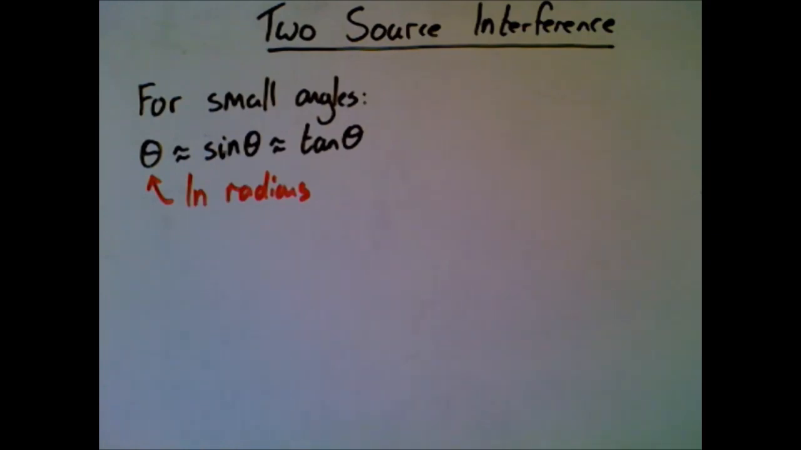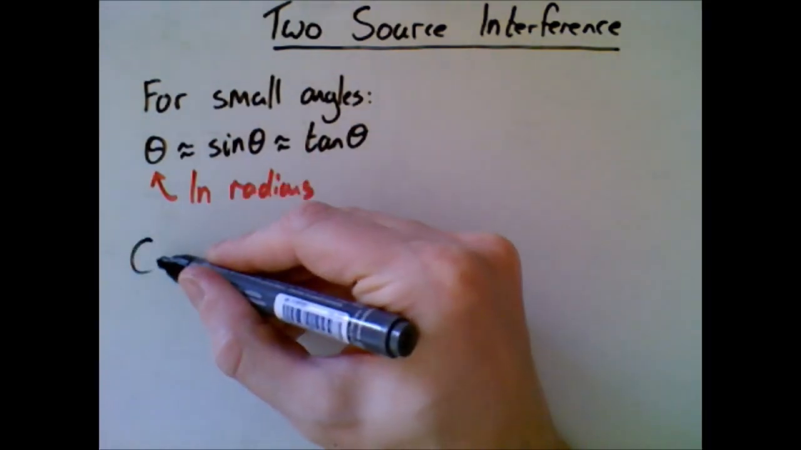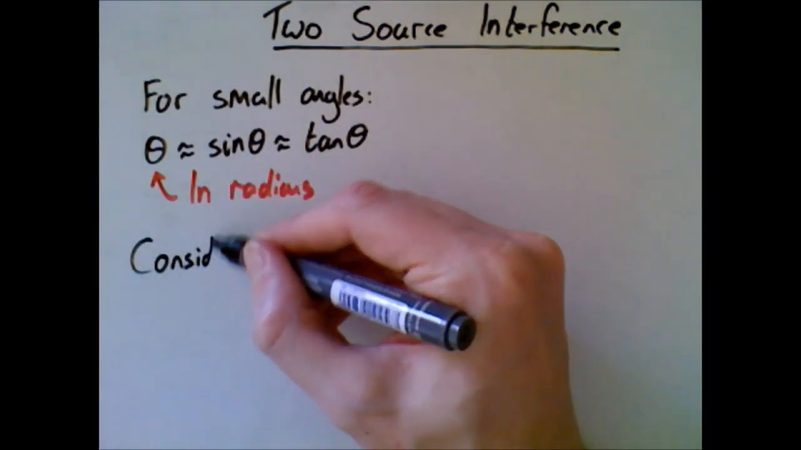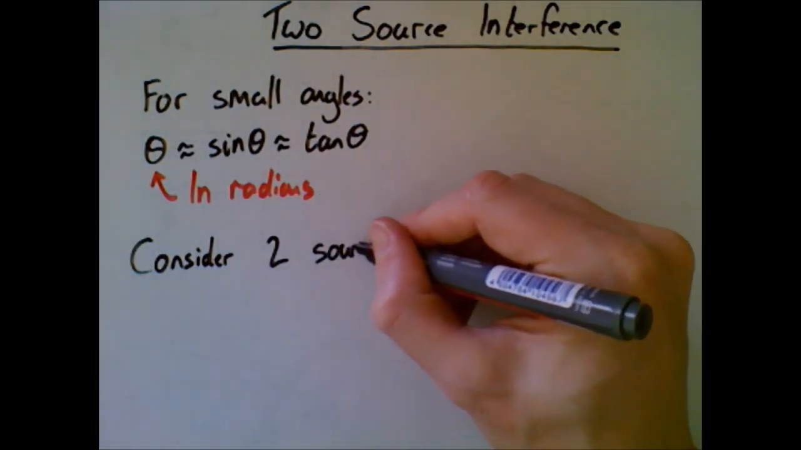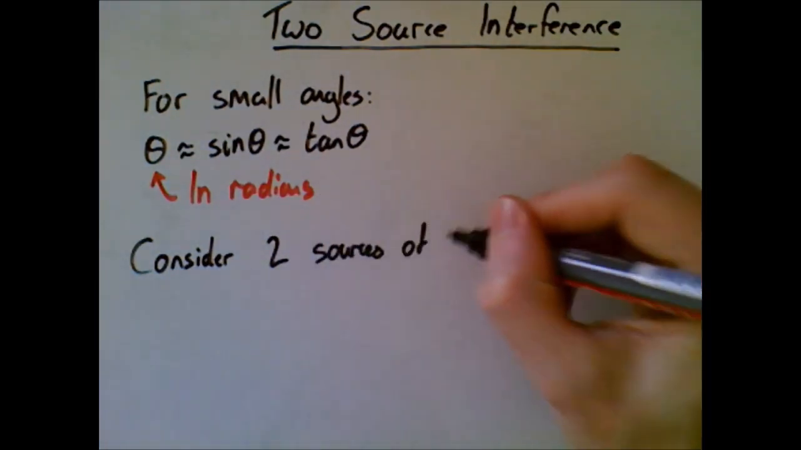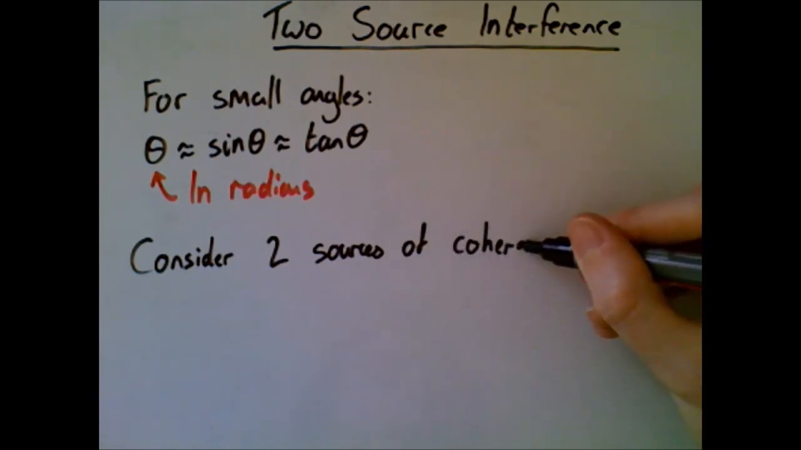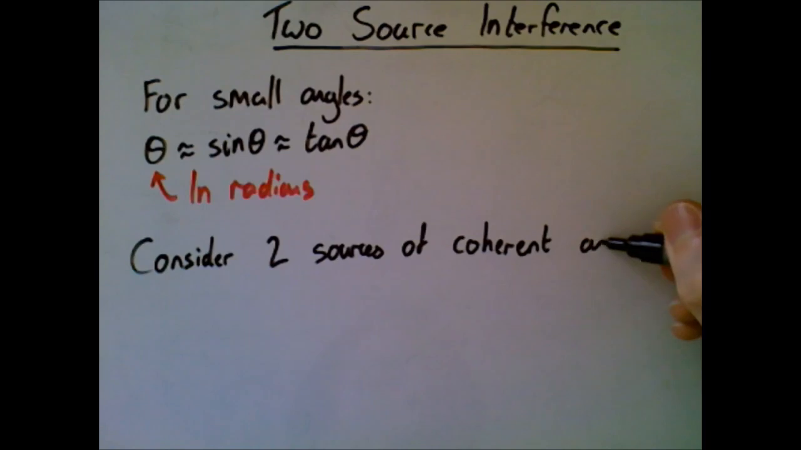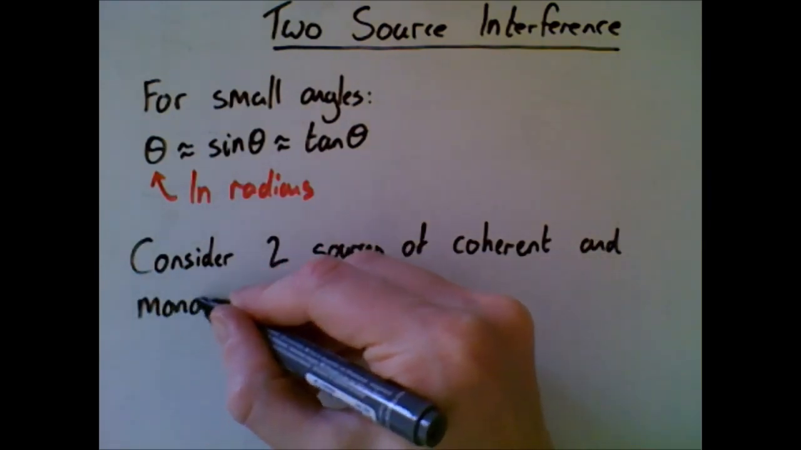Okay, let's start thinking then about this two-source interference idea. And we're going to start off by just imagining that we've got two sources of waves. So we're going to consider two sources of coherent and monochromatic waves.